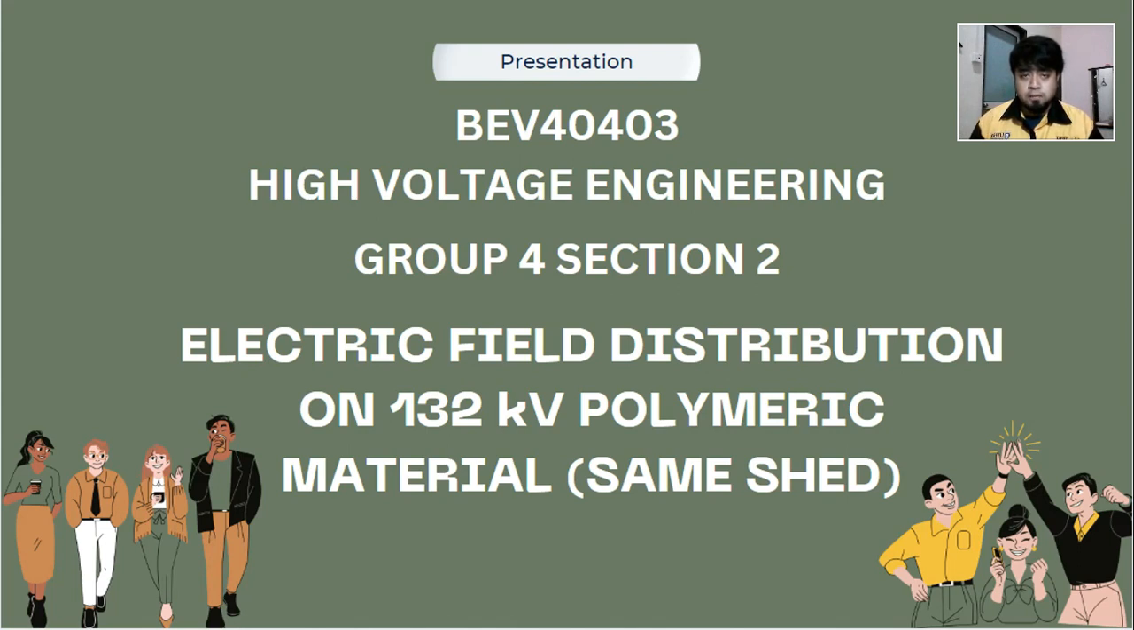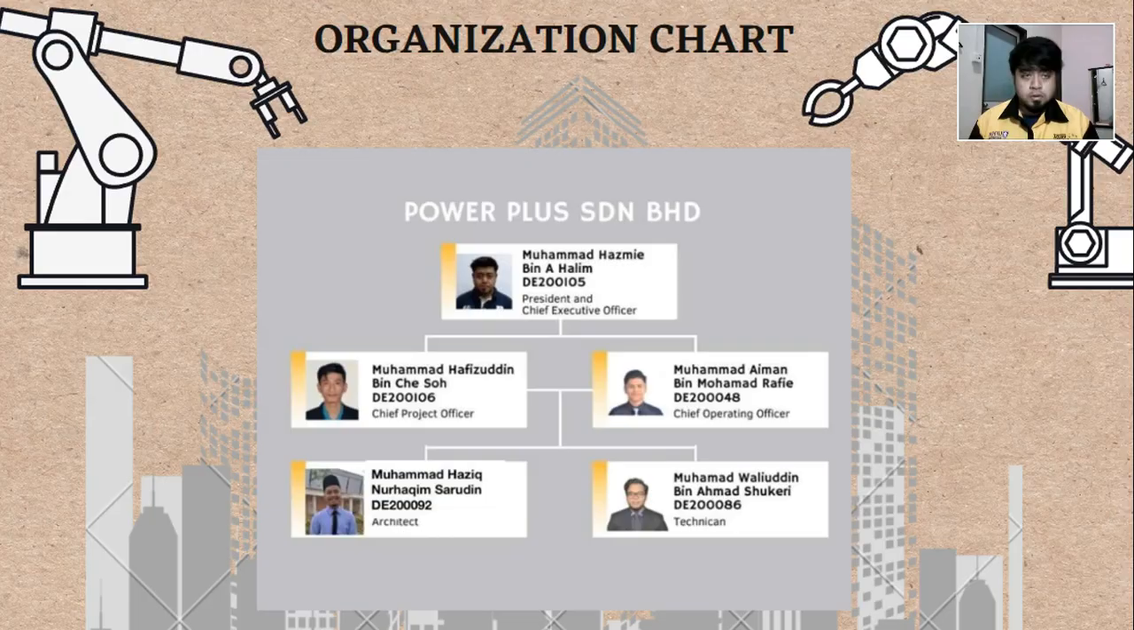In this video presentation, our group will present our assignment project for High Voltage Engineering, BEV40403. This is our video presentation about the electric field distribution on a 132 kilovolt polymeric material insulator shed. Next, we will go to the next part.